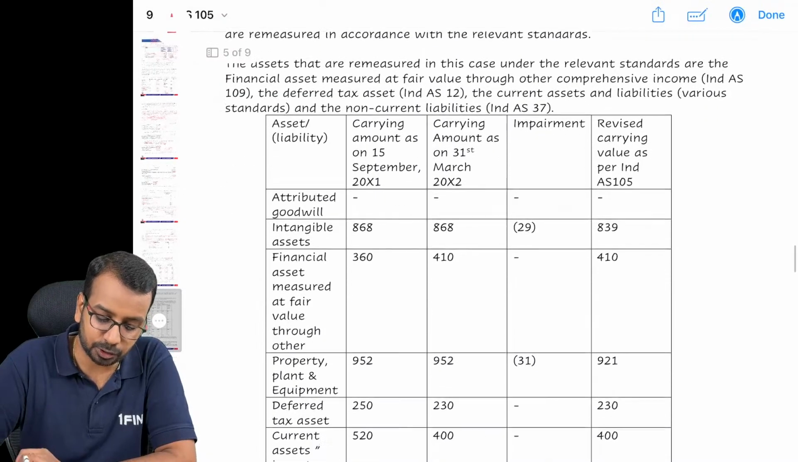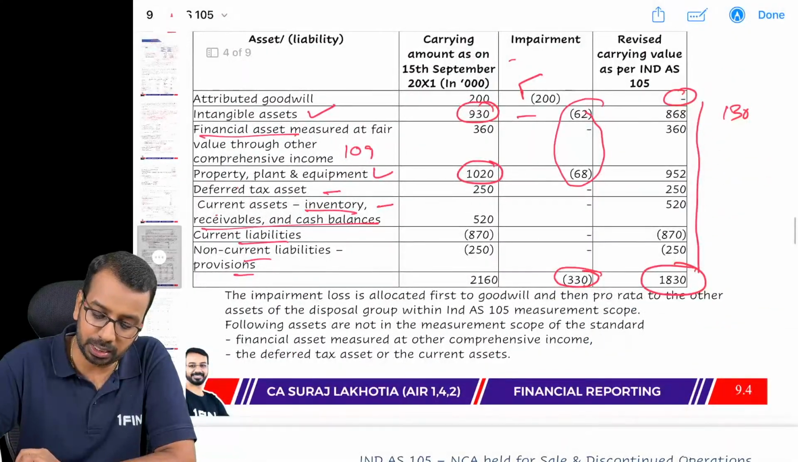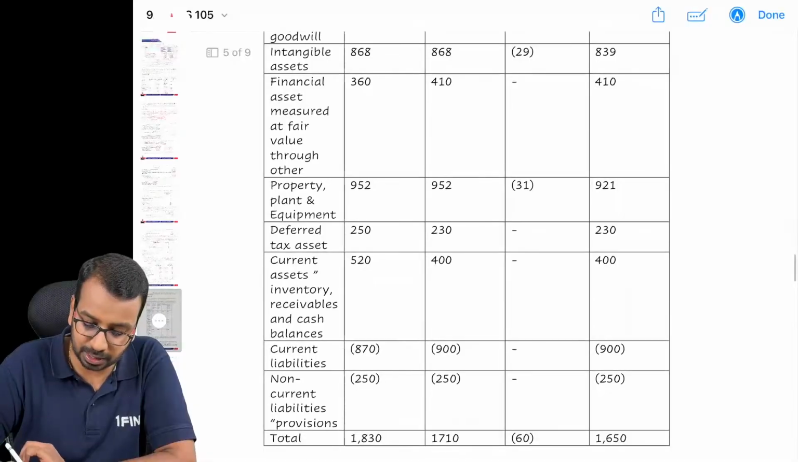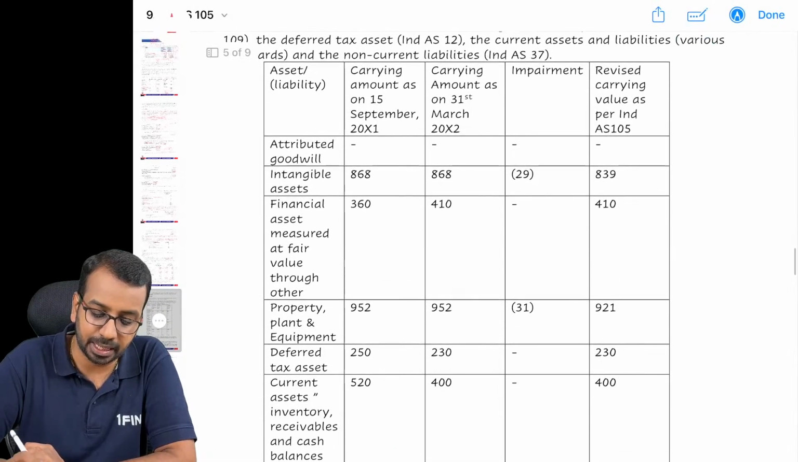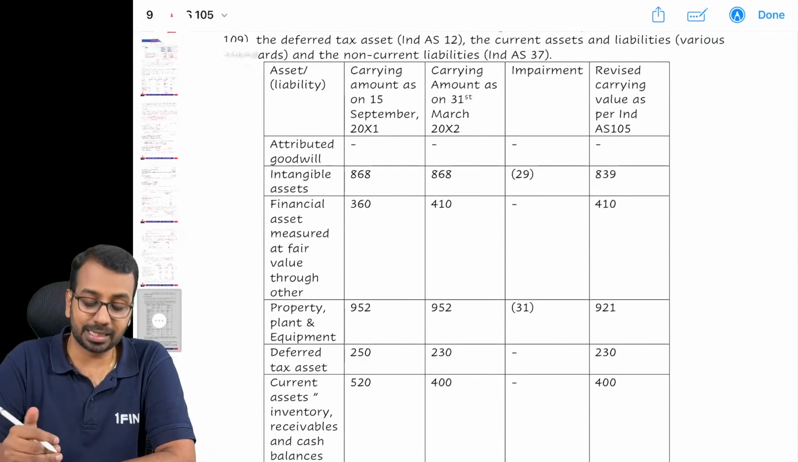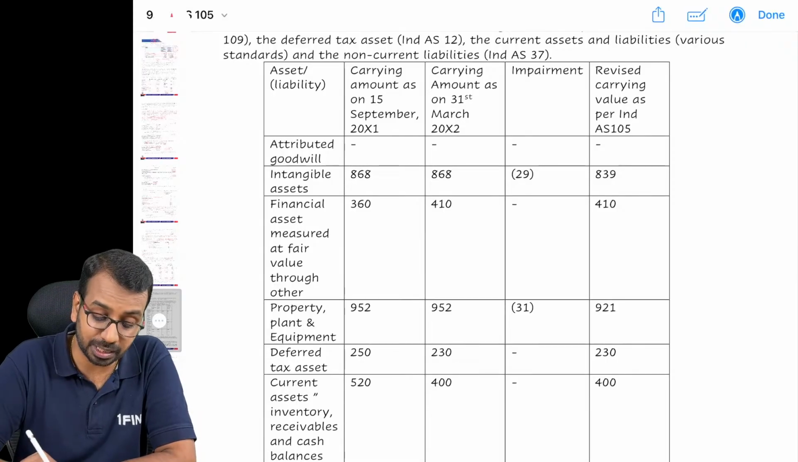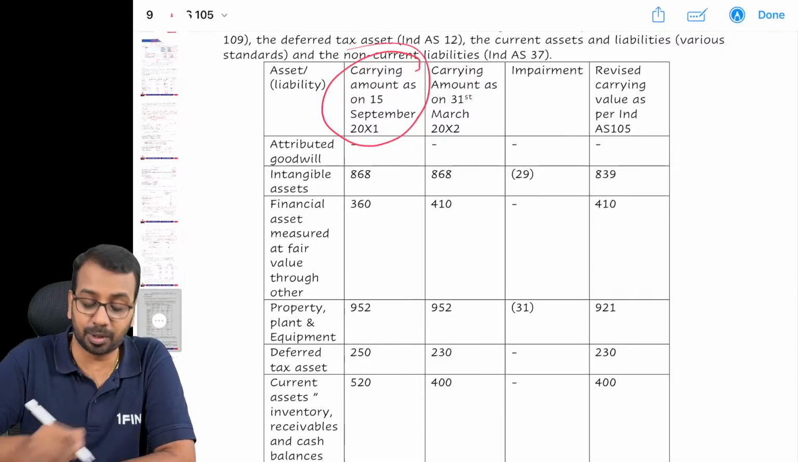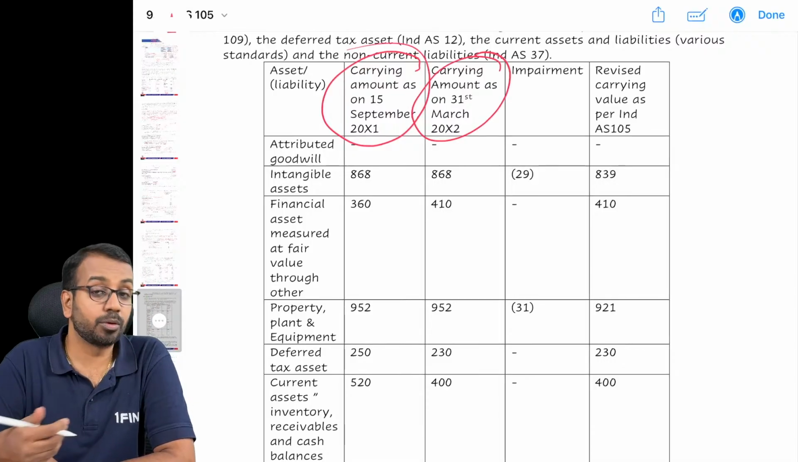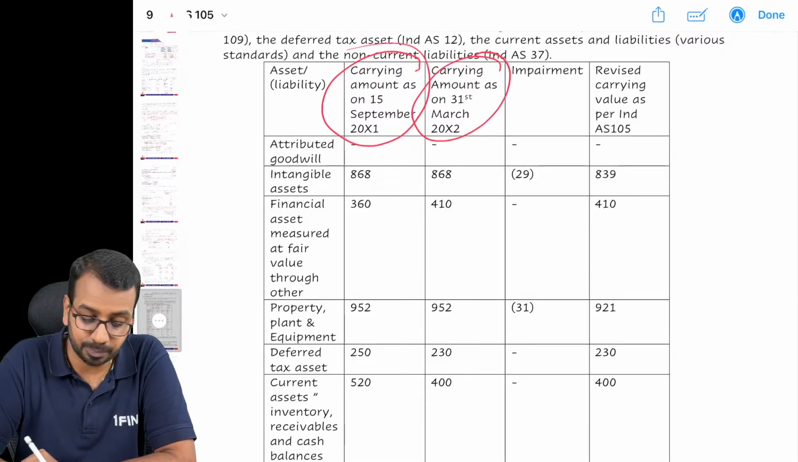On 31st March, what happened? See, all these line items we will consider as it is, 1830. Then carrying amount, the question has given us the revised carrying amount. What is the revised carrying amount? See, this is as on 15th of September. On 31st of March, carrying amount has changed. For what all will it change?